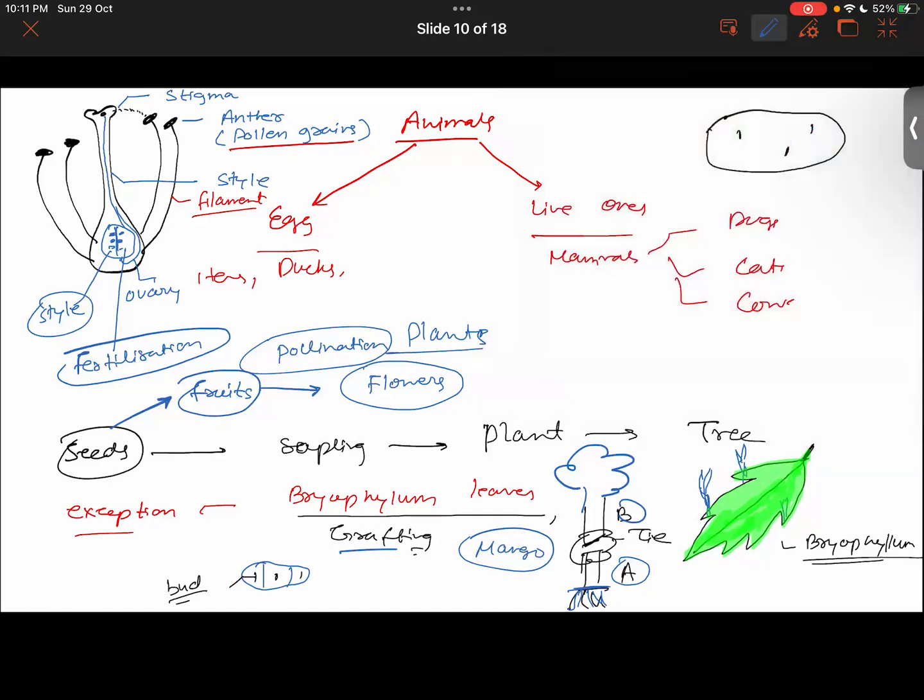So yeah, we cut the potatoes into different pieces, make sure that each of them has at least one bud in them, and then plant them in the soil. From each bud, from each part, a new potato plant will start to grow. So there, were we using any types of seeds? No. Reproduction can take place without seeds also in the case of different types of plants.